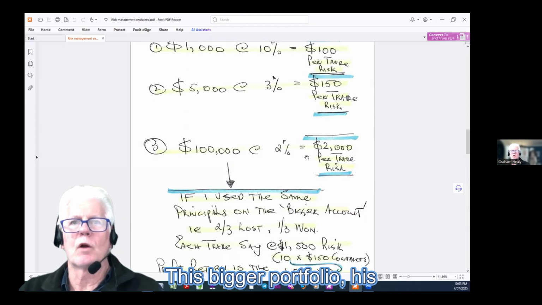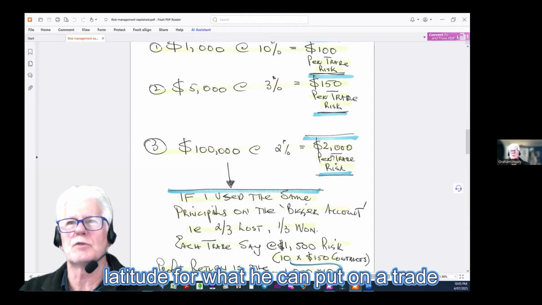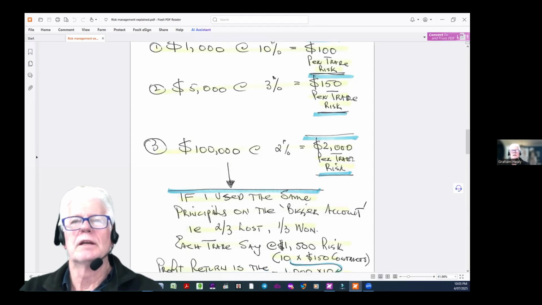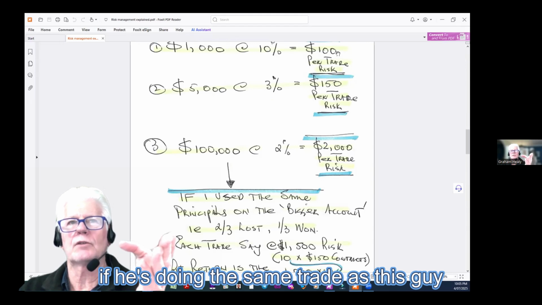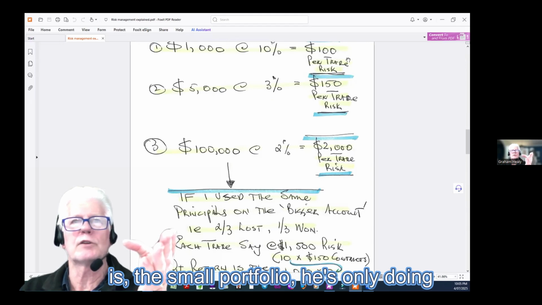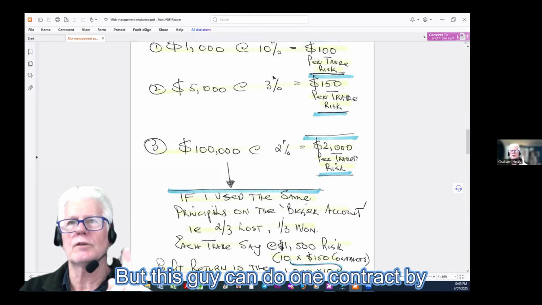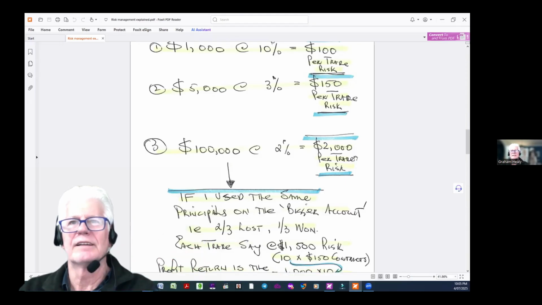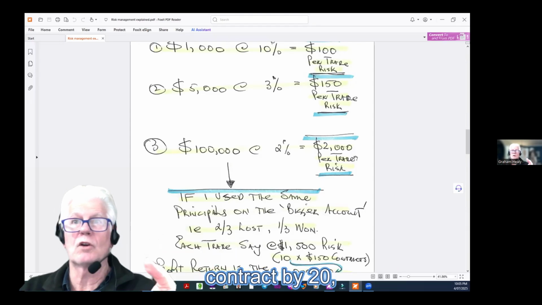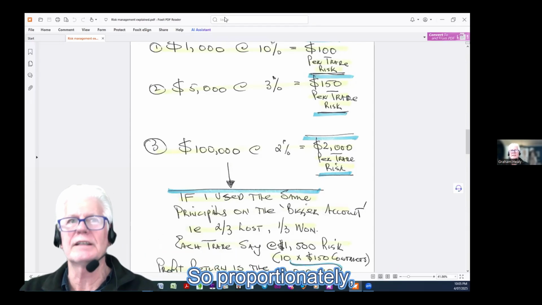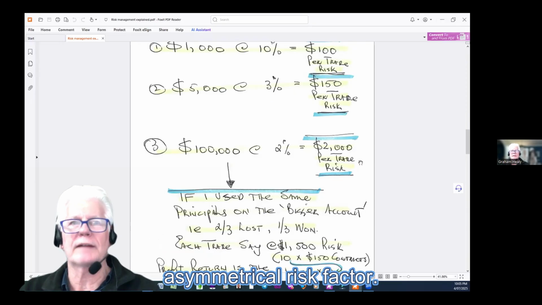This bigger portfolio, his latitude for what he can put on a trade would easily be up to $2,000. So if he's doing the same trade as this guy, the small portfolio, he's only doing one contract. That's $100. But this guy can do one contract by 10, which equals $1,000, or he might do one contract by 20, which equals 2,000. So proportionately, he is governing his portfolio with the same asymmetrical risk factor.